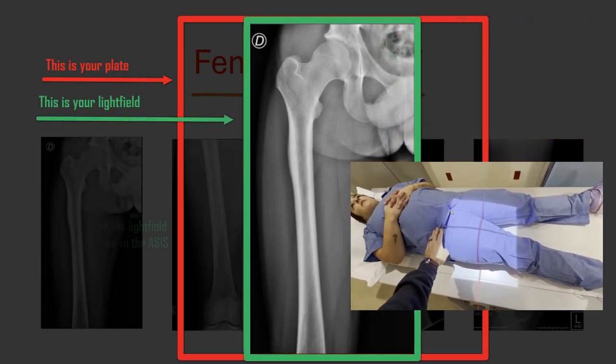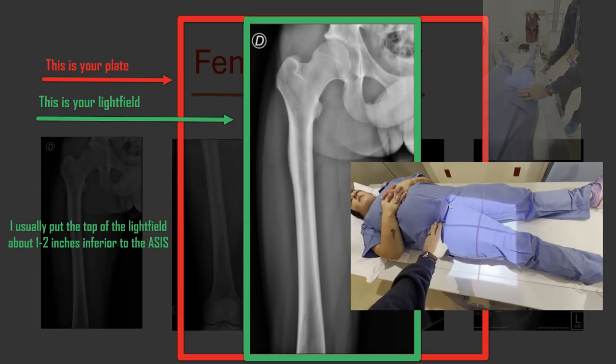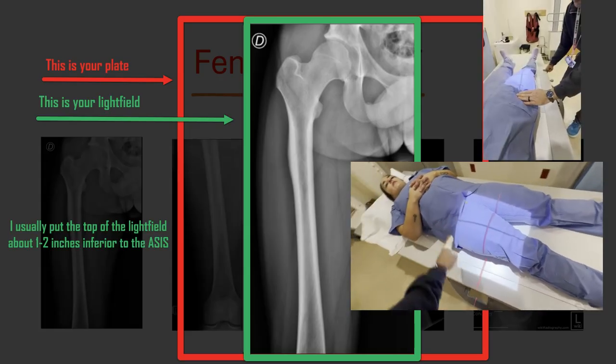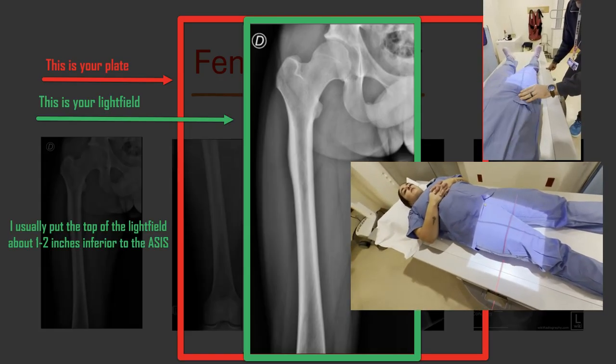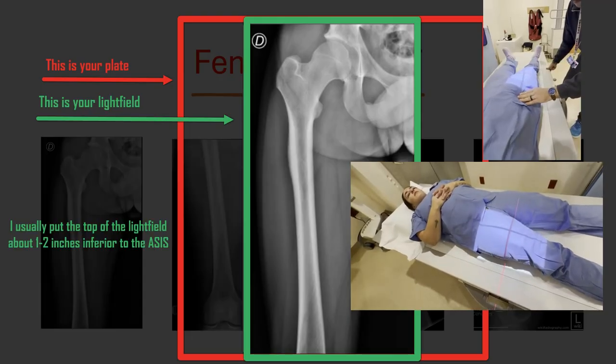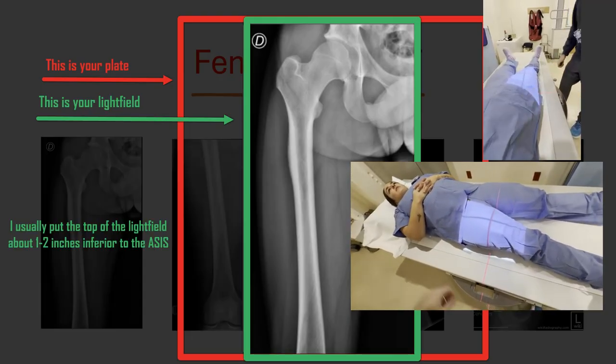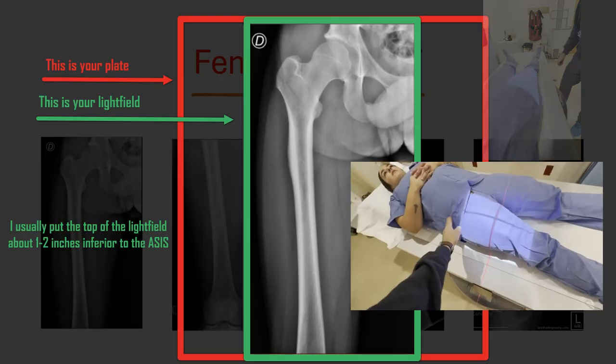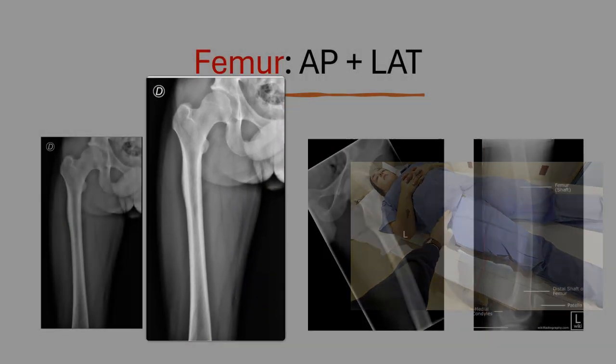Okay, so if you need to feel for their greater trochanter to get that picture, that's what we're going to end up doing. But we want the top of the light field there, and we're going to get down as much as we can. Hopefully we can get it all in one picture, but a lot of the time you're going to need two pictures to get this done.